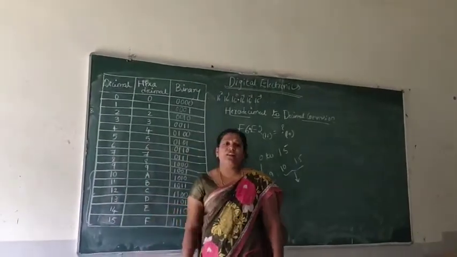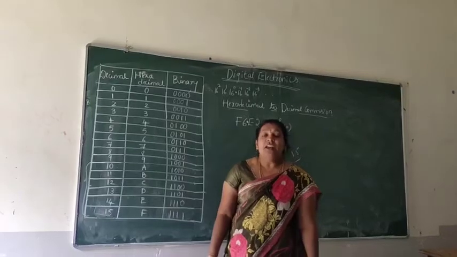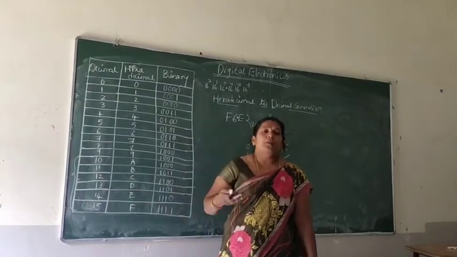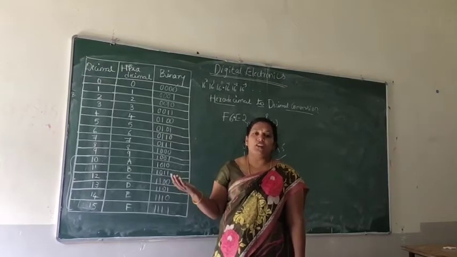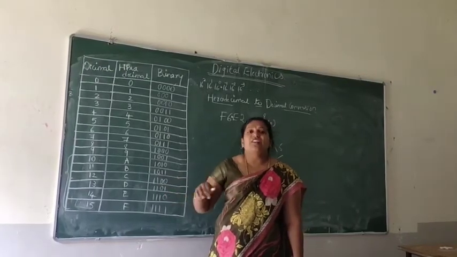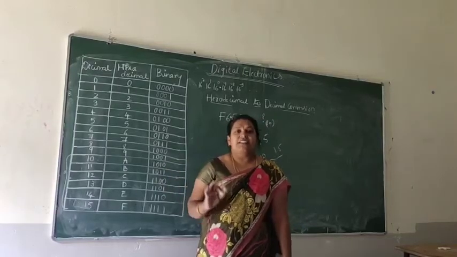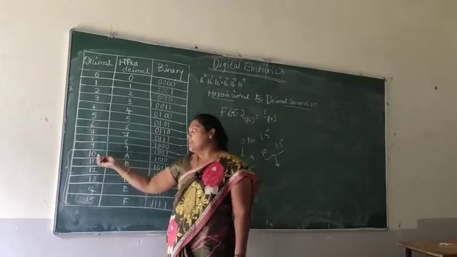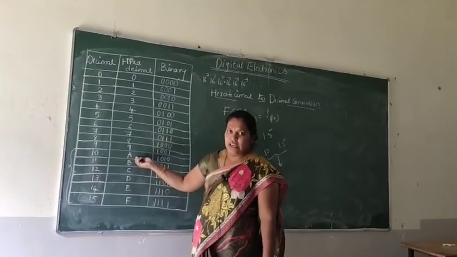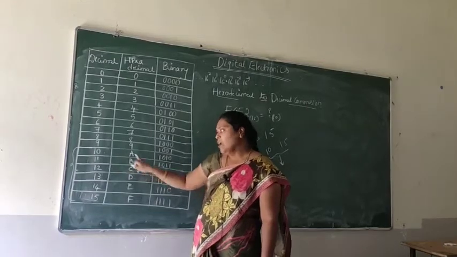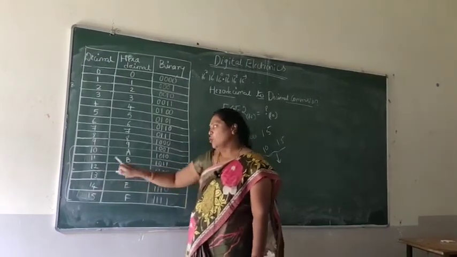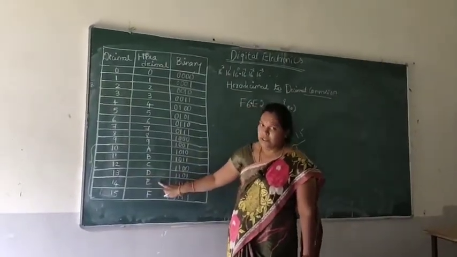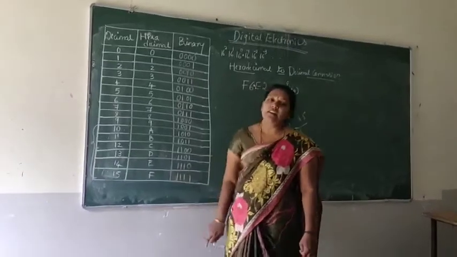From 10 to 15 in the hexadecimal number system, we have taken the help of characters like alphabets. There are 26 alphabets in total, and of those we have taken only the first 6 alphabets to represent the values. To represent 10 we have taken A. To represent 11 we have taken B. To represent 12 we have taken C. To represent 13 we have taken D. To represent 14 we have taken E. To represent 15 we have taken F.